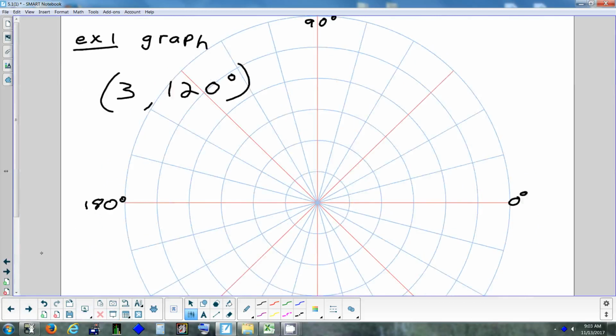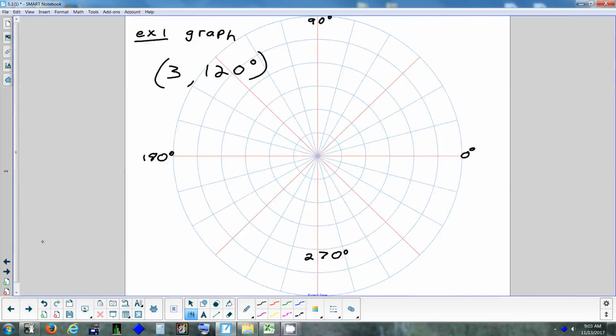Right, so now we'll just practice graphing some coordinates. We'll try all different combinations, like where the radius and angle are positive, where they're negative, one of each. We'll try all the different things.